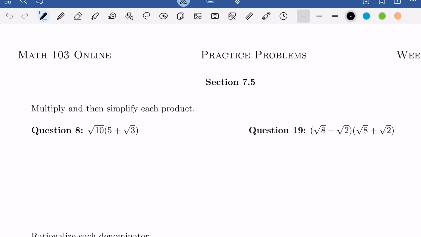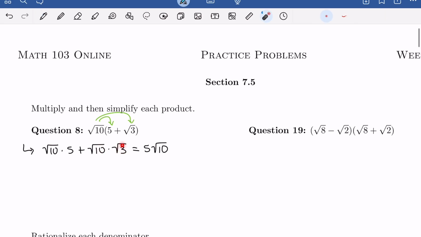So in this case, we can use our distributive property that we're pretty comfortable with here. This square root 10 is going to be distributed to both terms inside of our parentheses here. We're going to end up with the square root of 10 times 5 plus the square root of 10 times the square root of 3. All right, so fully simplifying this, we'll write our first term as 5 times square root of 10, like that there. And then we have the square root of 10 times the square root of 3.